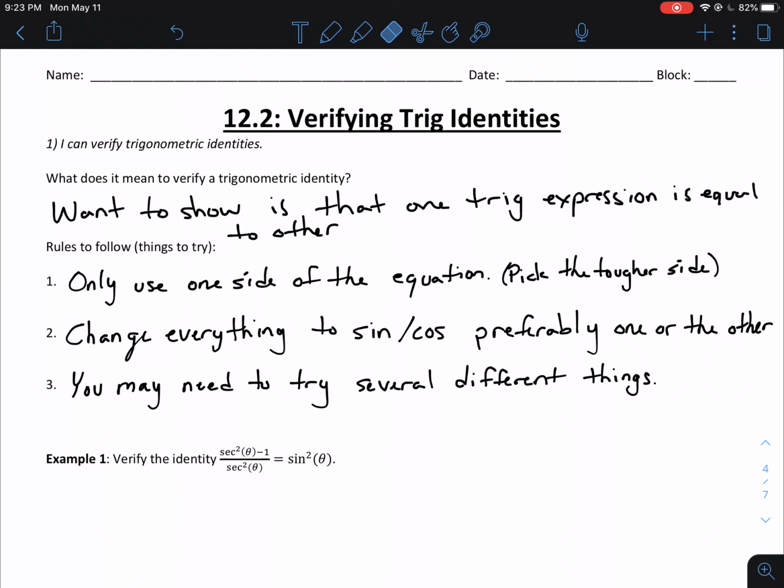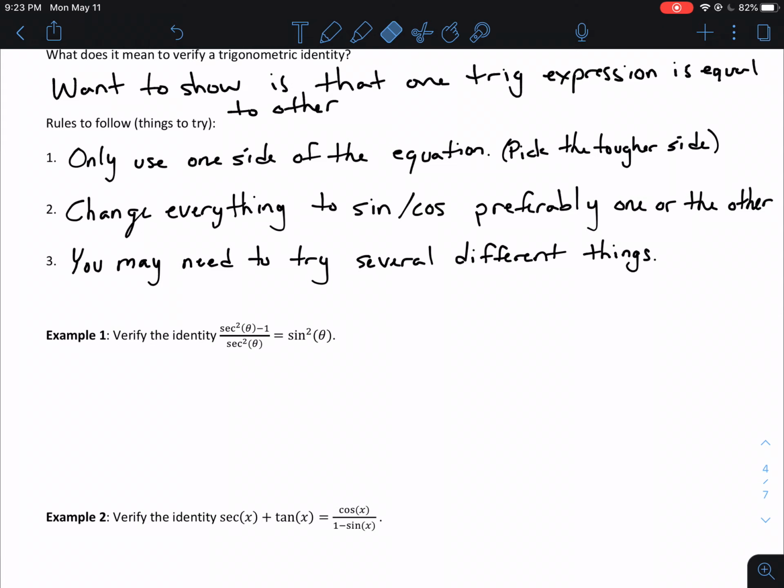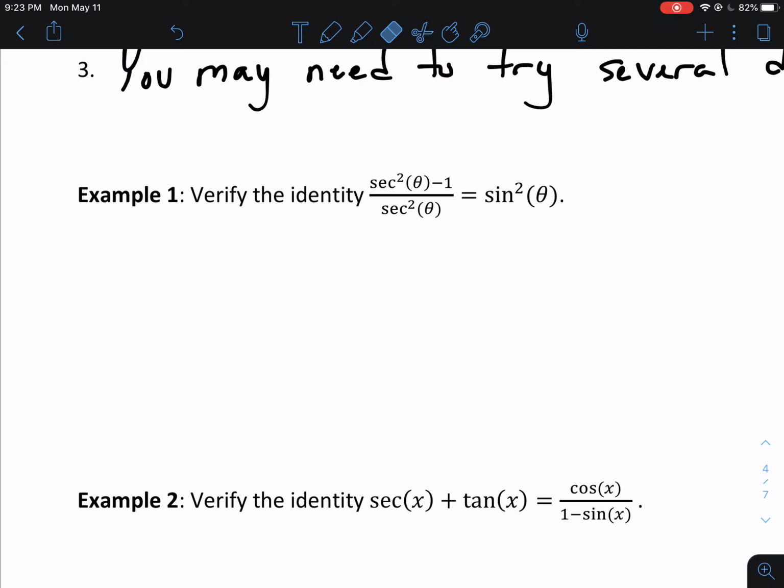So example number 1, let's try to verify the identity that secant squared theta minus 1, divided by secant squared theta, is equal to sine squared theta. Now, using that number 1 rule, we're going to pick one side of the equation to work with, and my suggestion would be the left side. Starting with sine squared theta, you can write a few things, but it's going to be quite a bit more difficult to get it to equal the left side than to get the left side to equal the right side.